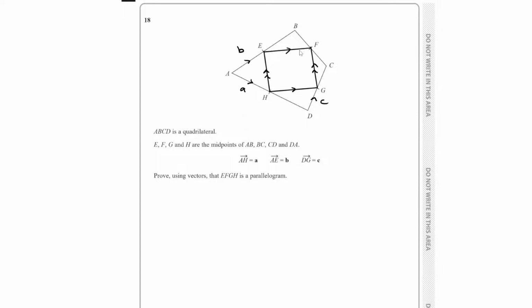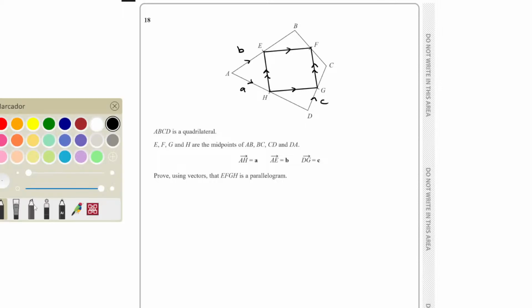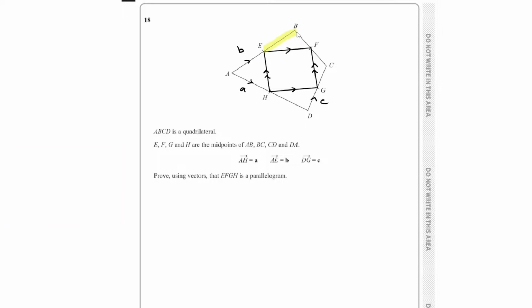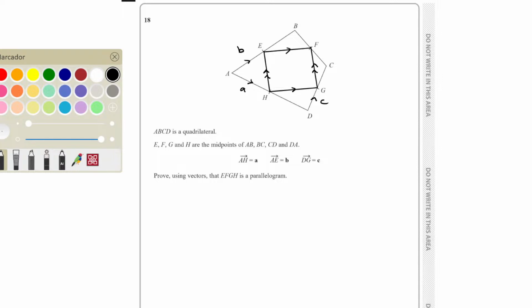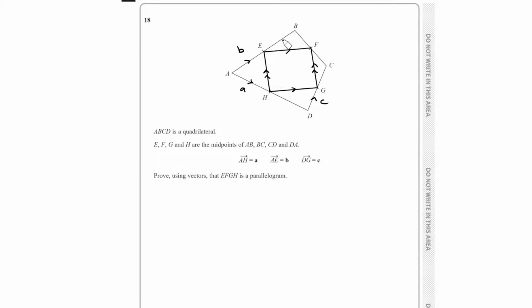So starting with EF, what I would do is I would come from E to B and then down to F. But then you're thinking, well, I don't know what those two are. Well, yeah, we do, because if that's the midpoint, all of these are the midpoints, technically this side is also a. It's the same length, it's a midpoint, as AE, but it's also obviously on the same line, so it's the same thing. So that's a. In the same vein, this one here is also b, this one here is also c.